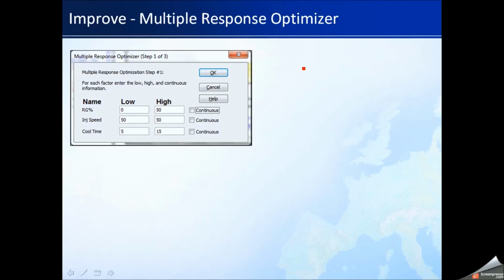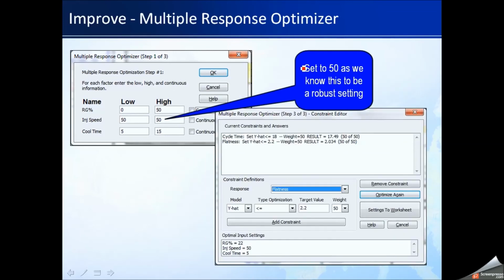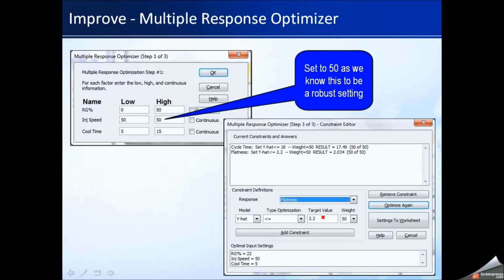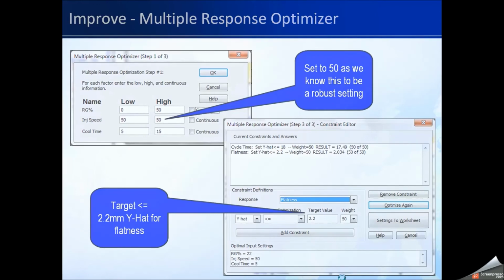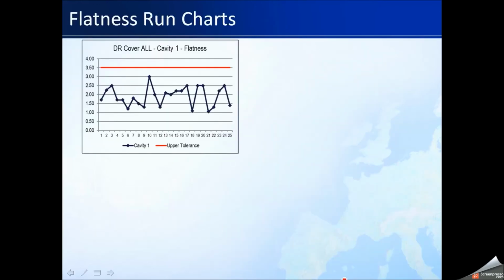So what we're now going to do is ask the computer, now it knows those two models, to try and hit the two targets. So here are the two targets. We've asked it to come up with a cycle time which is less than 18 seconds. At the same time, we've tried to get a flatness which is less than 2.2 millimeters. So we've asked for those two things, and it said, you know what? Here are your settings if you want to achieve those two things. Let's have a look.